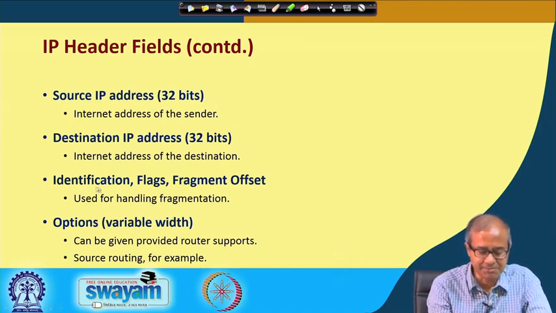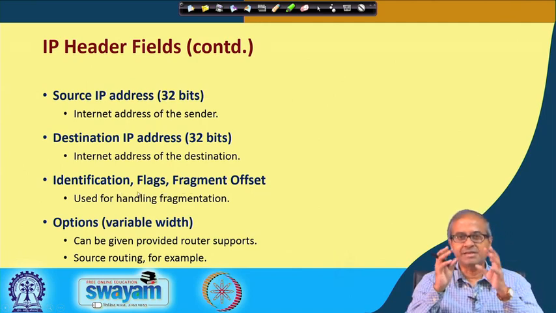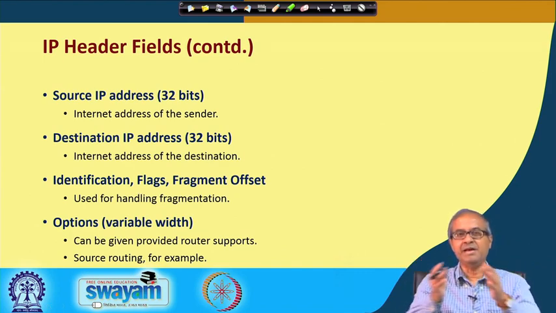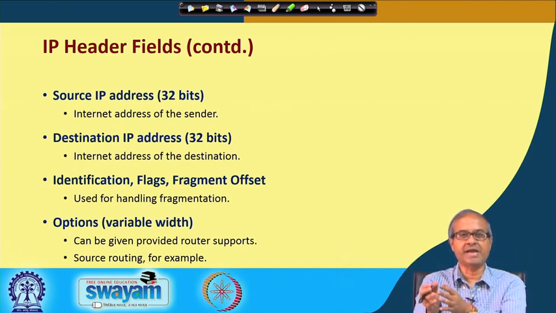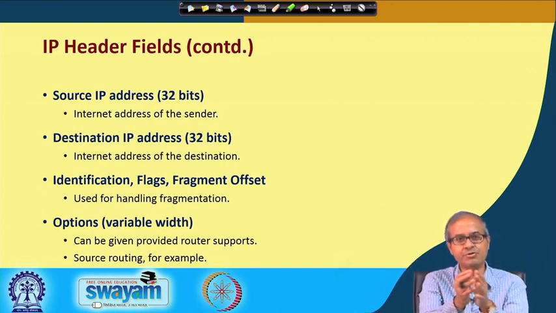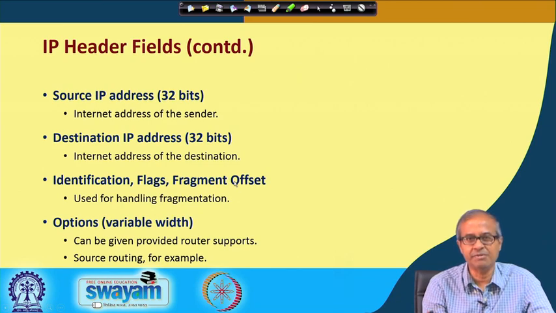Then you have some other fields which we shall be discussing later, like identification, flags, fragment offset. These fields are used for fragmentation. Whenever the IP layer requires to break a packet into smaller packets, and again it may have to combine those smaller packets together into a single packet. These are called fragments, fragmentation and reassembly. So, to support that, these 3 fields are required. This we shall be talking about later when we talk about fragmentation and reassembly.